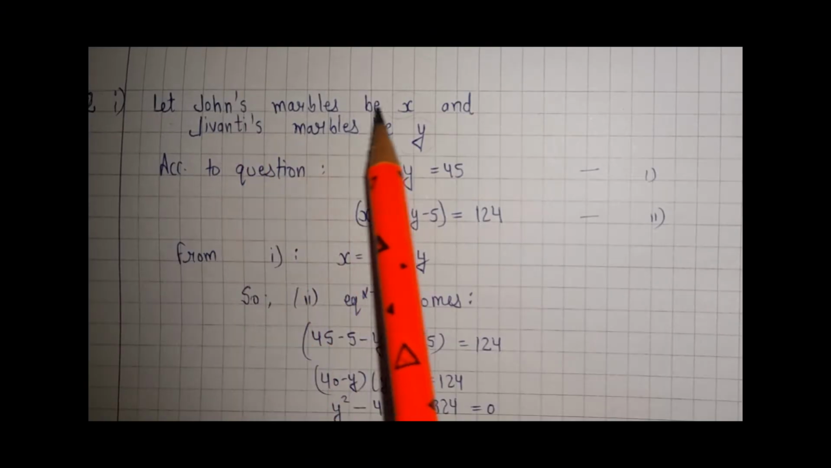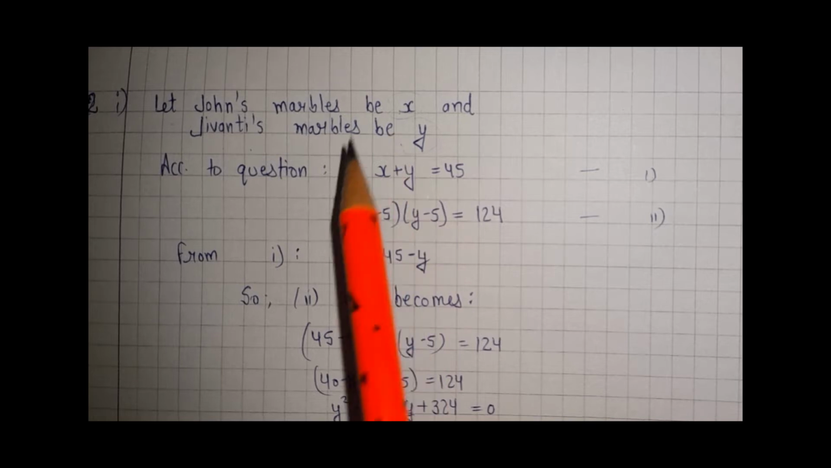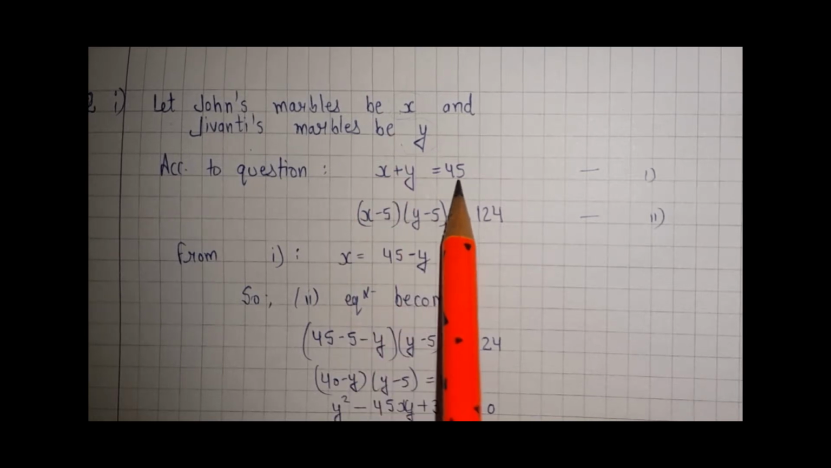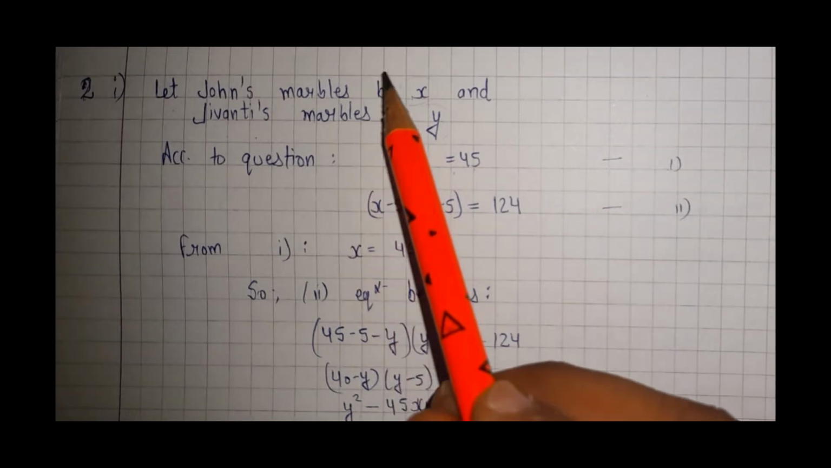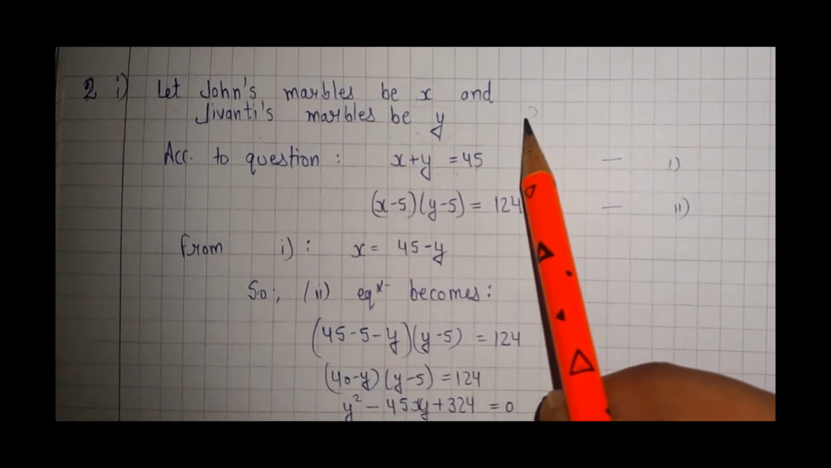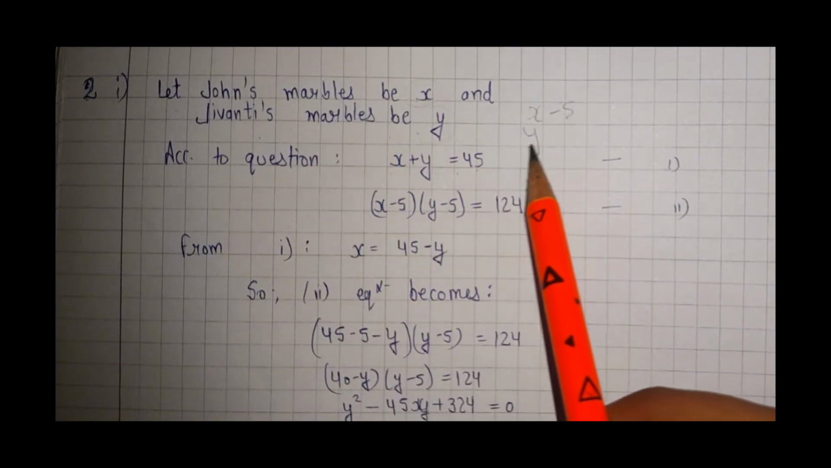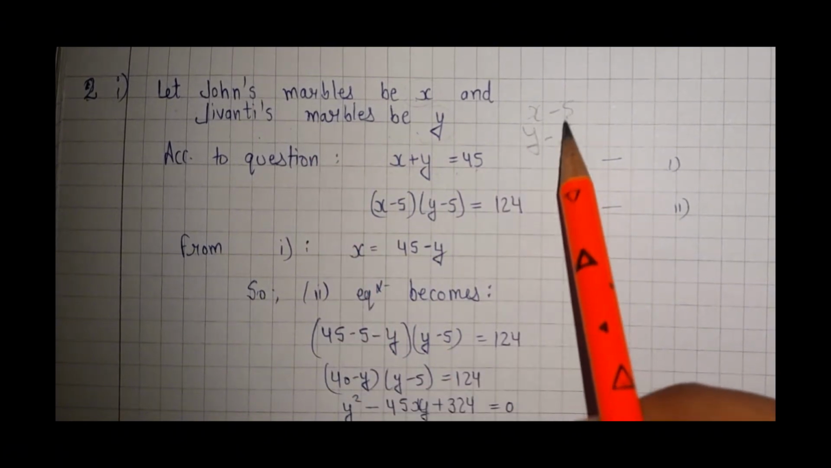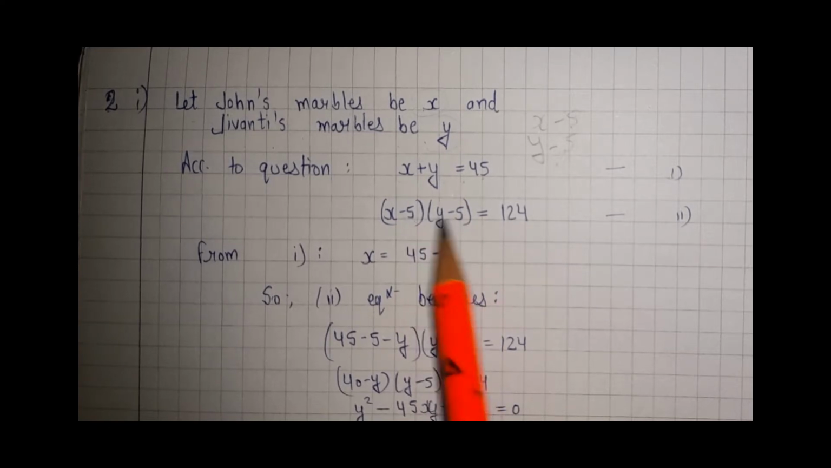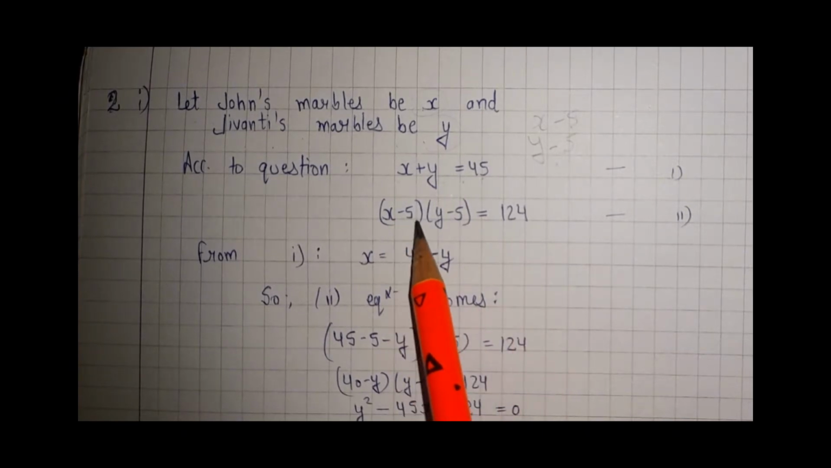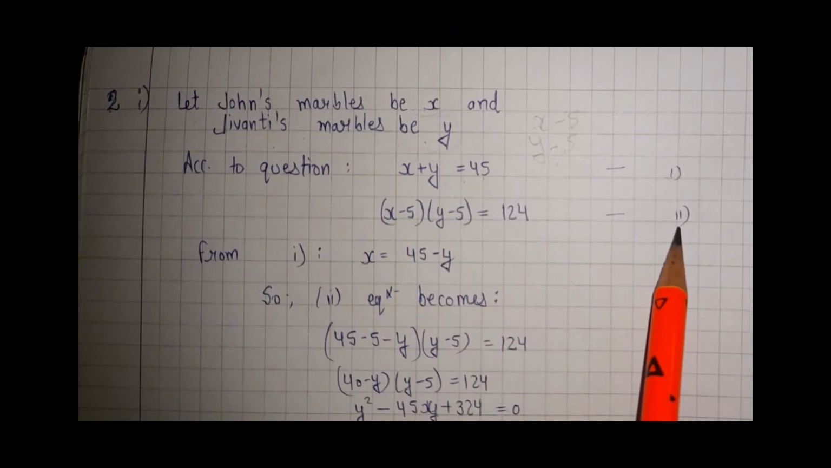Now, let John have x number of marbles and Jivanti have y number of marbles. It's given that the total number of marbles is 45. So, x + y = 45. This is our first equation. Now, both of them lost 5 marbles. So now John has x - 5 marbles and Jivanti has y - 5 marbles because they both lost 5 marbles. The product of the marbles they have now is 124, that is (x - 5)(y - 5) = 124. This is our second equation.